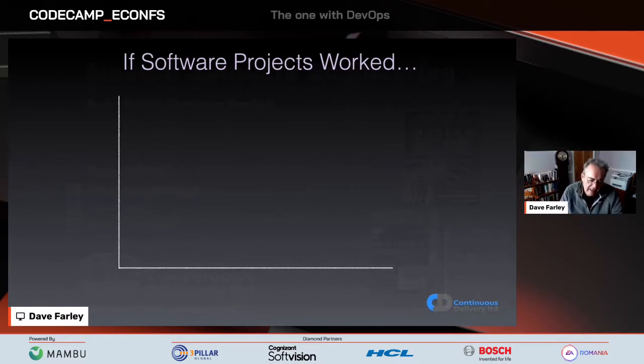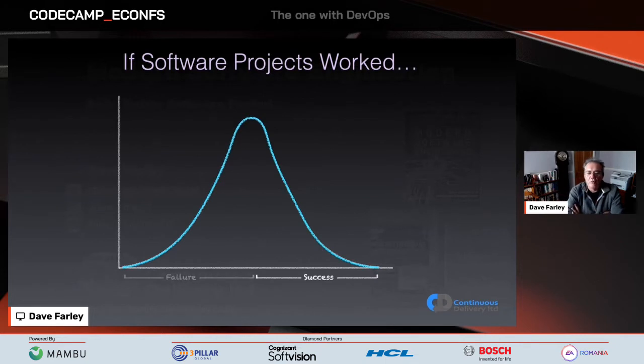Let's start by thinking about software projects. If you think about the success of a software project, if software projects were normal things, we'd expect to see a normal distribution of success. We'd expect to see as many software projects finishing ahead of schedule, under budget, delighting their users, as finished behind schedule, over budget, and annoying their users. But I don't think that's what we perceive as normal in our industry.